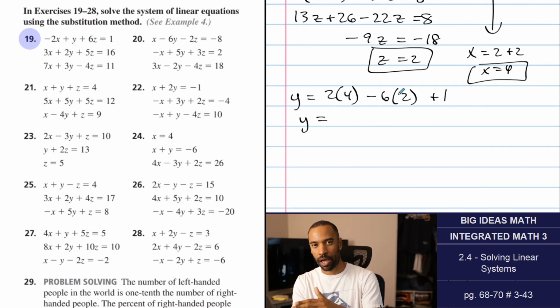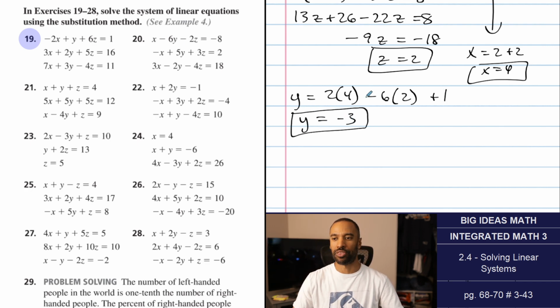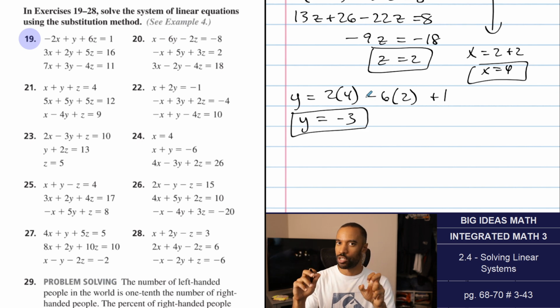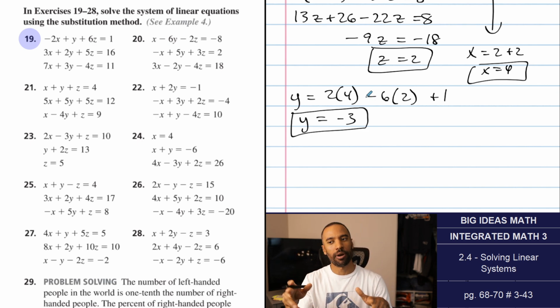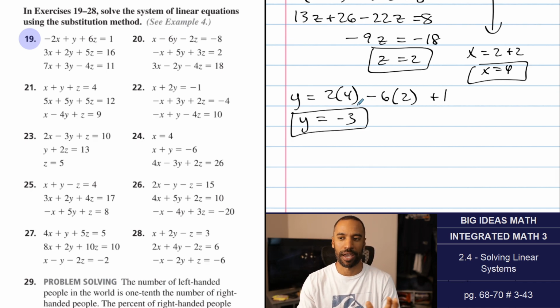8 minus 12, negative 4, plus 1, negative 3. So that's the fast part about this. I don't have to choose which equation to do. I don't have to get it by itself after. That part really speeds up at the end. I'd call this one a little more foolproof once you've gotten which variable thing to get by itself.